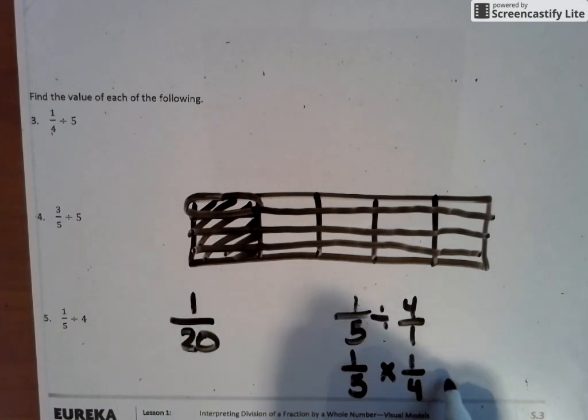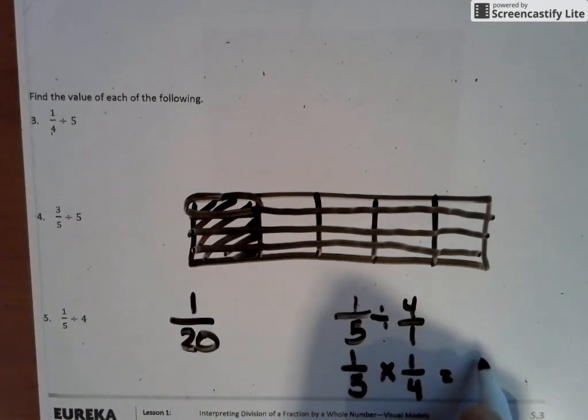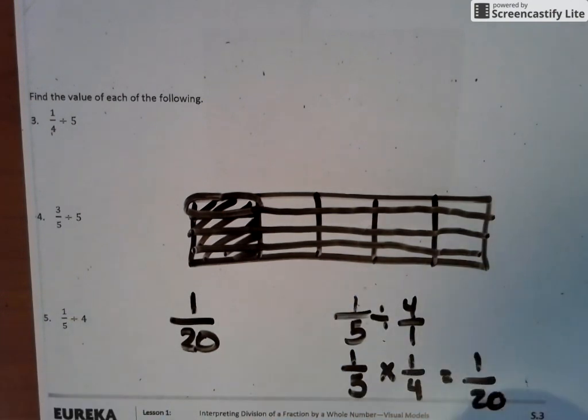Standard algorithm. Rewrite. All whole numbers go over 1. Bring down the left fraction. Change the division sign to a times sign. Do the reciprocal of 4/1, which is 1/4. We drop, changed, flipped everything. 1 times 1, 5 times 4.